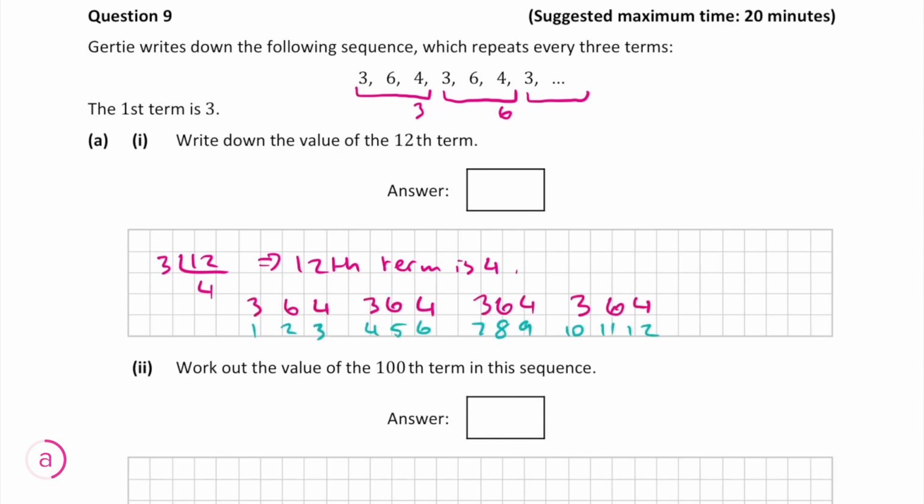Another way to do this is to simply write out the sequence until you reach the 12th term and then just take that as the answer. In this case you also get 4.